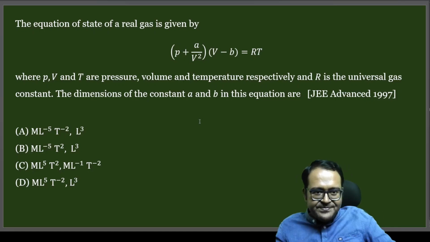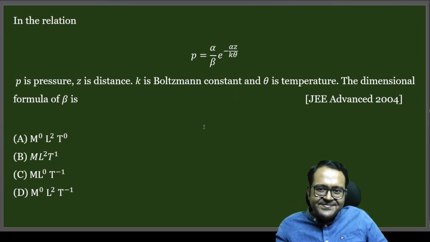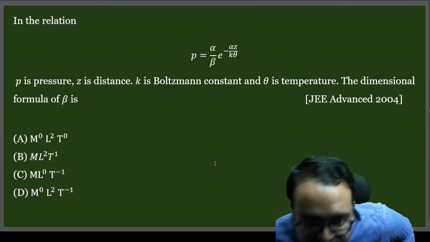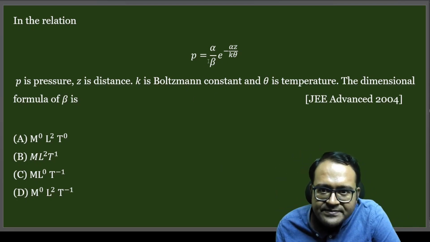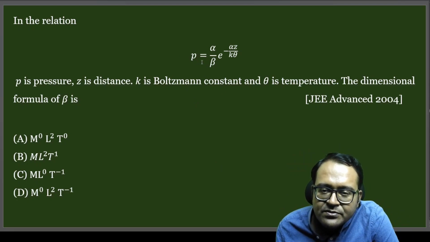Then do it. Tell me the answer in the comment box. This is a similar question, and this type of question is still asked in JEE, both Mains and Advanced. What is the dimensional formula of beta? This is pressure. So what do you do?